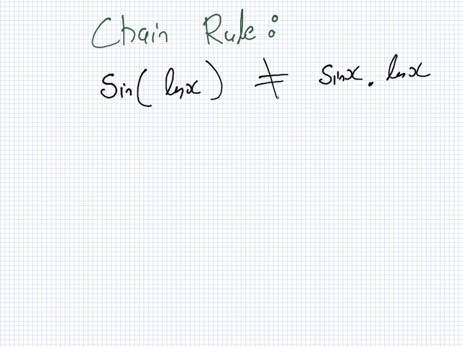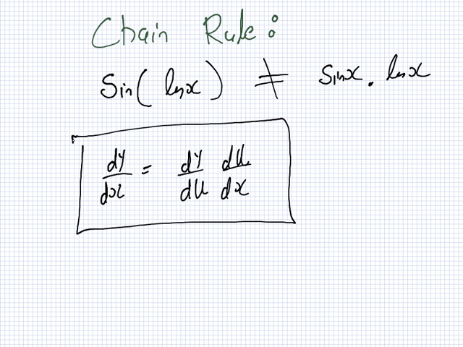So the rule is actually pretty simple. Basically the rule is this, but I need to explain how to use the rule. So the rule is dy/dx equals dy/du times du/dx. Yes? This is the chain rule. And the proof is quite simple. To prove it, I just do this. And it's proven. The du's cancel, and I'm left with dy/dx.